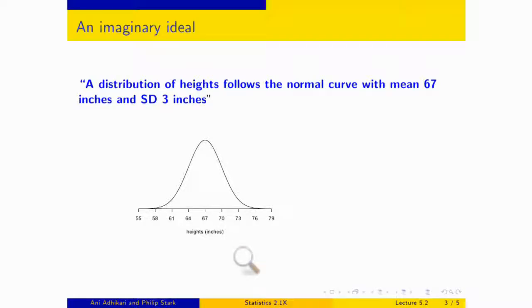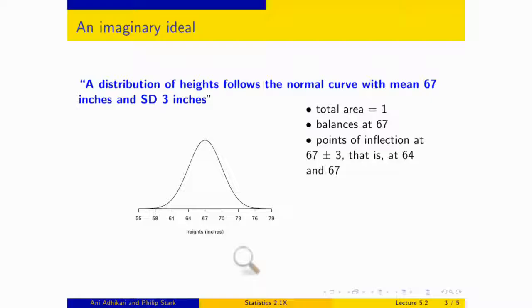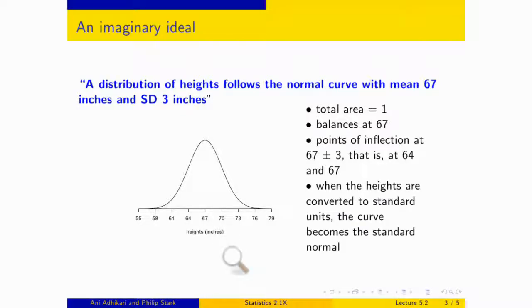What do we know about this curve? Well, we know that its total area is 1. We know that it balances at 67. We know that its points of inflection are at 67 plus or minus 3. And we know that these numbers, if you convert them to standard units, then 67 is going to become 0, 70 is going to become 1, and you're going to have your old friend, the standard normal curve.